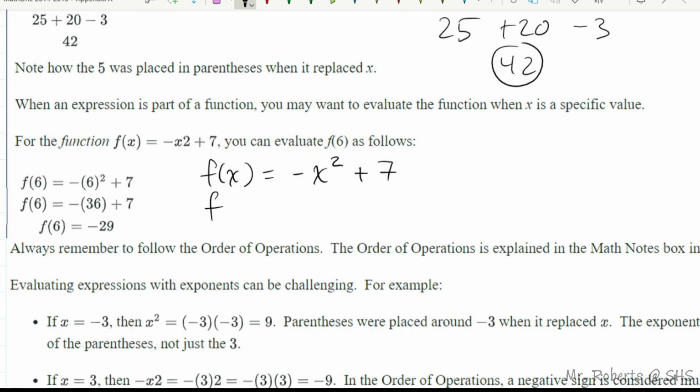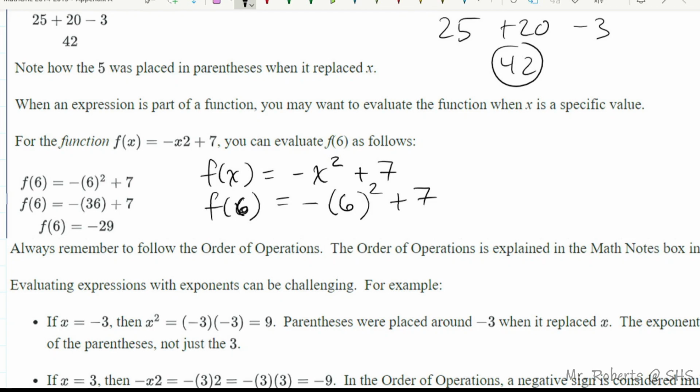So I'm looking at f of 6. Let's put a 6 in for the x. And that's going to equal the opposite of, open parentheses, x gets 6. Right? I put a 6 right there where the x was. Square that, plus 7. All right.